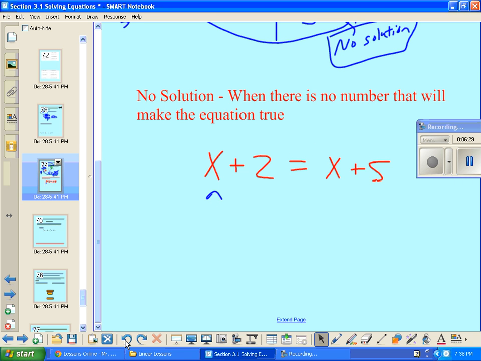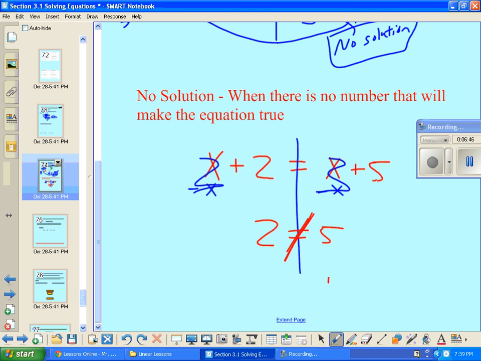And again, same thing with this one. If I would just start solving this like a normal equation, let's say I'm going to eliminate the x's on one side, I eliminate them on the other. When I cancel them out, what am I left with? I'm left with just 2 equals 5, again, which is not a true statement. So you put a slash through it, and again, this would tell you that this is a no solutions case.